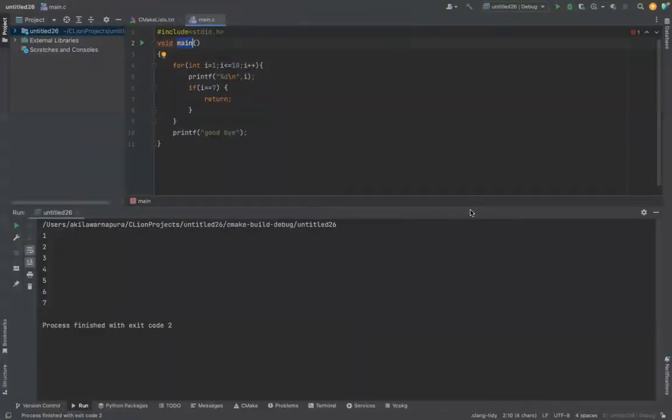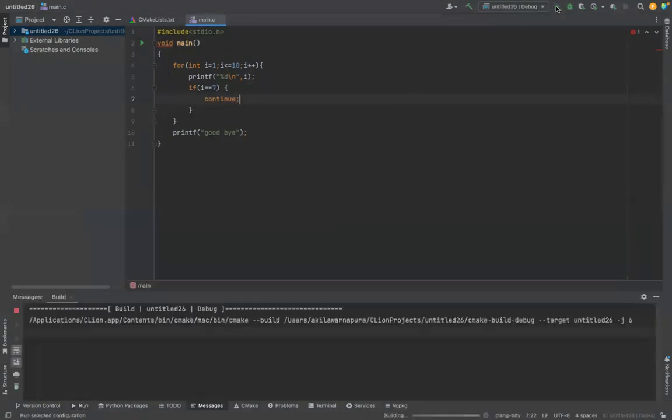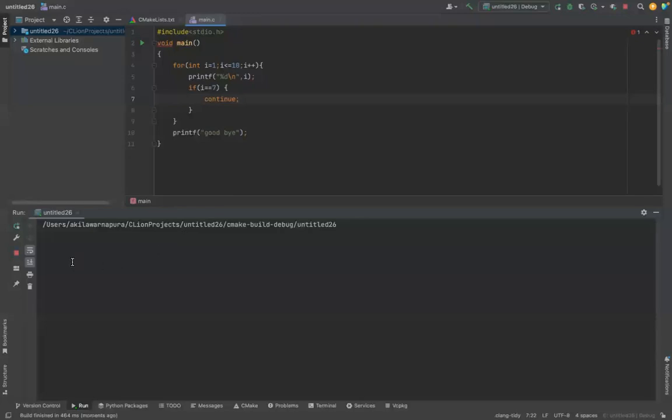Continue means skip that iteration. Okay, that means if you use the continue, when the I is 7, continue means go to the next one. That means when you run this program, nothing will happen here. It prints 1 to 10. That means when it comes to the 7, what happens? 7, go to the next iteration.